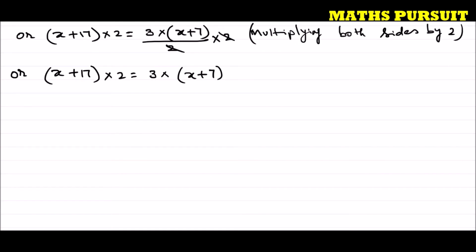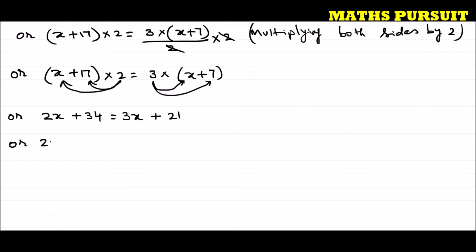Now let us multiply 2 to x and 2 to 17. Similarly, 3 to x and 3 into 7. So let us multiply these things and solve this further. Or I can write 2 into x is 2x plus 17 into 2 is 34, is equal to 3 into x is 3x plus 3 into 7 is 21. So what we got here? We got 2x + 34 = 3x + 21. Or I can write 2x = 3x + 21 - 34.